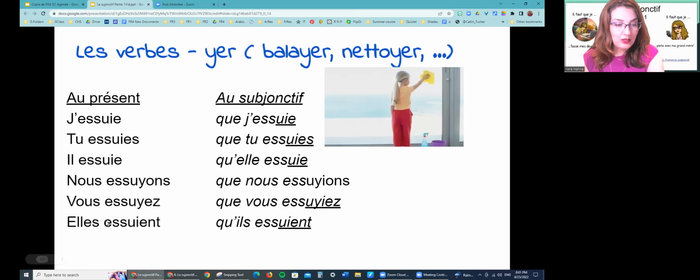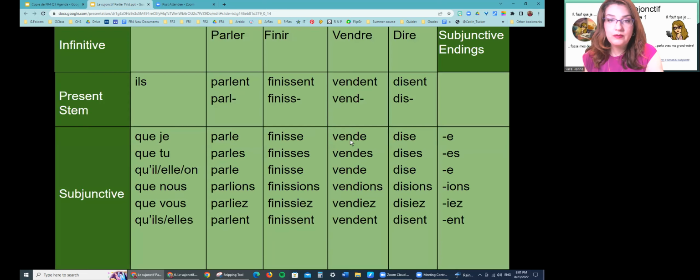We start with the ils form, essuient, and we drop the ent, and we end with the stem essui. Okay, and then we add e, es, ions, iez, ent. But for nous and vous, we keep the y. Que j'essuie, que tu essuies, qu'il essuie, qu'elle essuie, que nous essuyions, que vous essuyiez, qu'ils et qu'elles essuient.